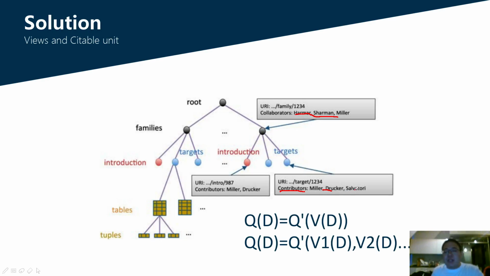Suppose we have a database schema S, a view V over S, and a query Q. If Q can be expressed as a query over V, then the citation associated with V is the candidate citation for Q. So this is the formula for one V. If there are two or more, the formula is just like this one.